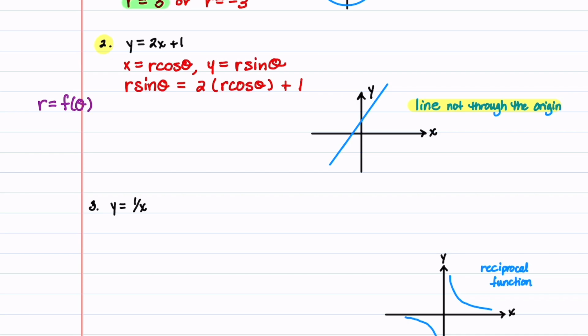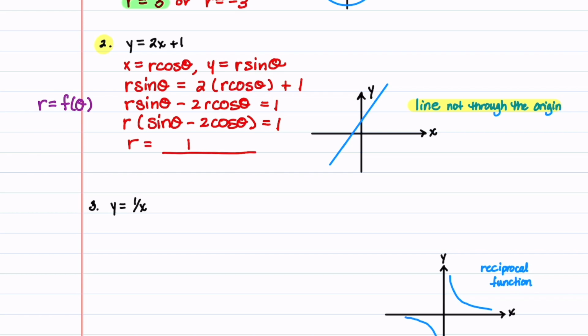To do this, let's pull the r cosine theta from the right-hand side onto the left-hand side. We have r sine theta minus 2r cosine theta is equal to 1. We can then pull out an r, and then we have r times sine theta minus 2 cosine theta is equal to 1. We want to get the r by itself, so we're going to write this as r is equal to 1 divided by sine theta minus 2 cosine theta.